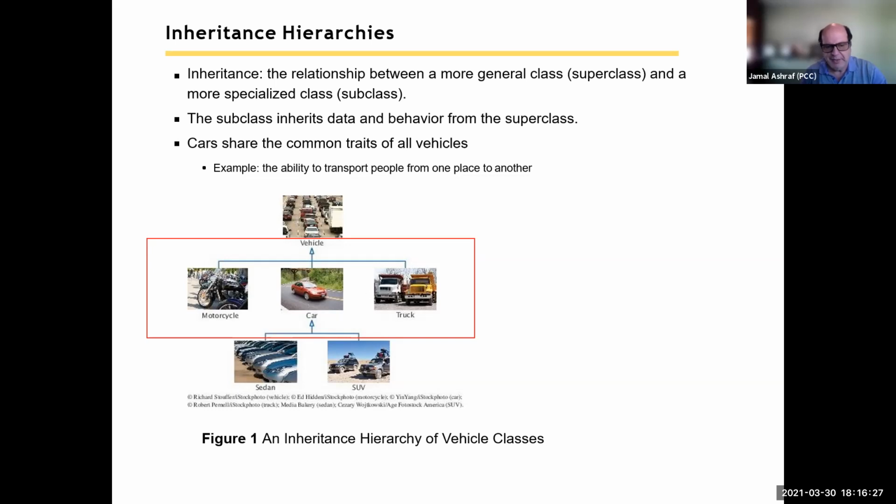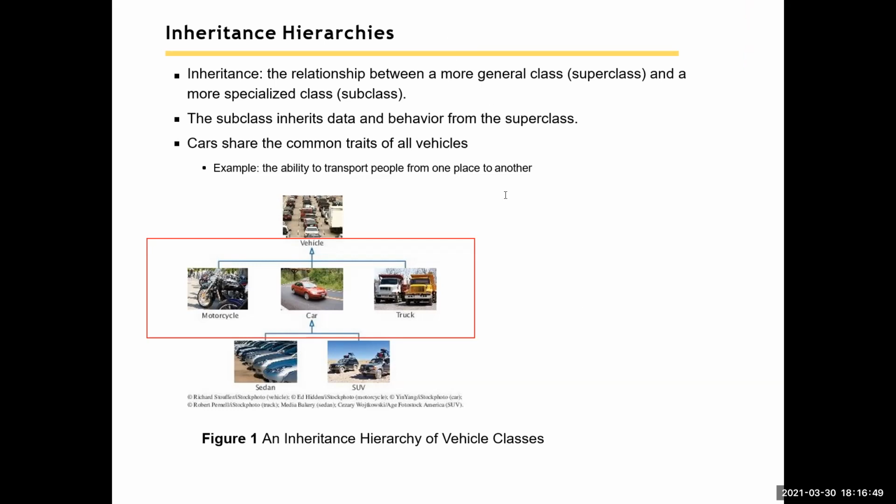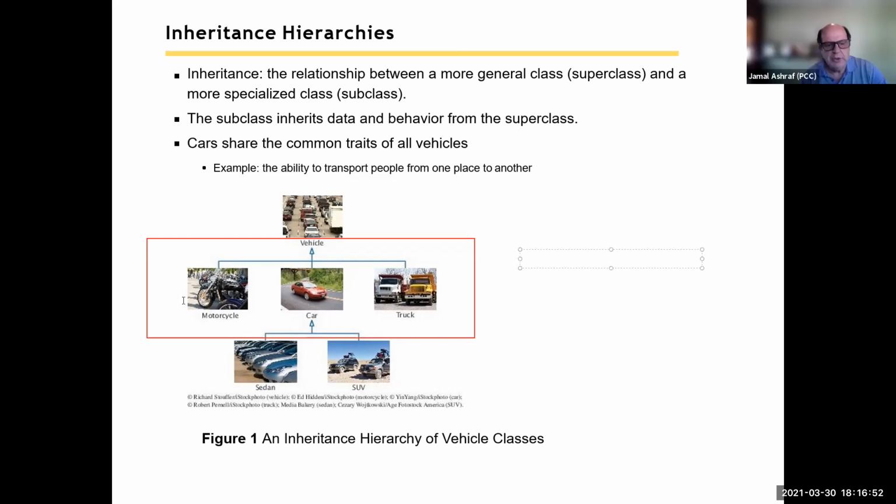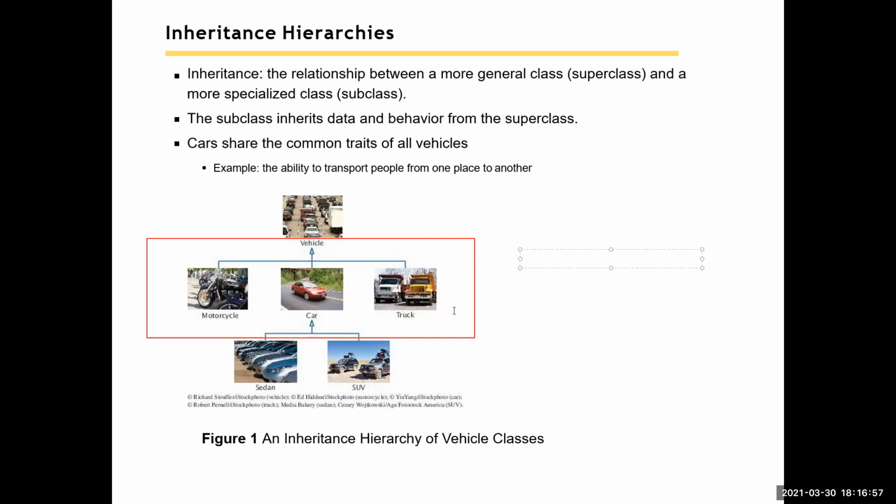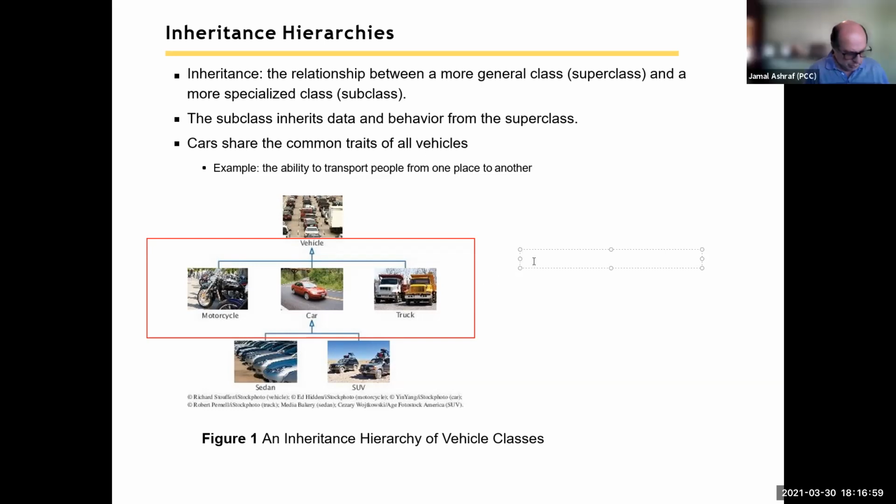Now that I have data and behavior, can you think of a data item and a method that all these 3 are going to have in common? Come on, don't be shy. Can you repeat it? What do these 3 things have in common? Motorcycle, car, and truck. They've got wheels. They all have wheels. Okay, that's good. What else?